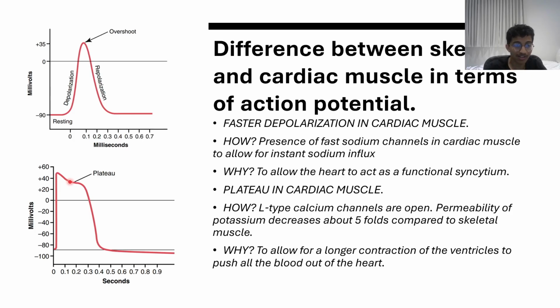Why do we want this plateau? We want a longer contraction of the ventricles because we want to push all of the blood out of the heart. We want to push as much blood as we can, so we need longer contractions. That's why longer depolarization, so longer contractions. That's why I have this plateau right here.